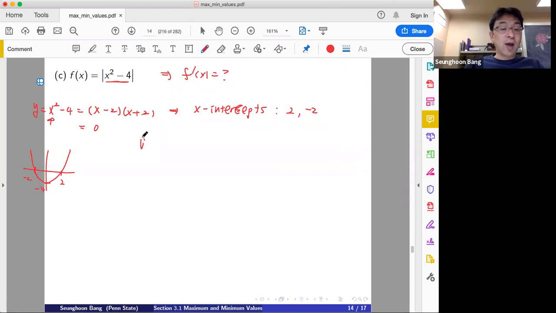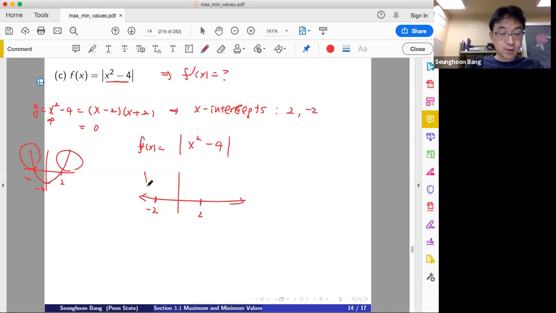What is f of x? f of x equals just take the absolute value. What's the graph like? The graph is like this. Same numbers, negative 2 and 2. The positive part stays the same. With the absolute value, you change negative numbers to positive numbers, which only reflects about the x-axis. The graph is like this. Is it right?